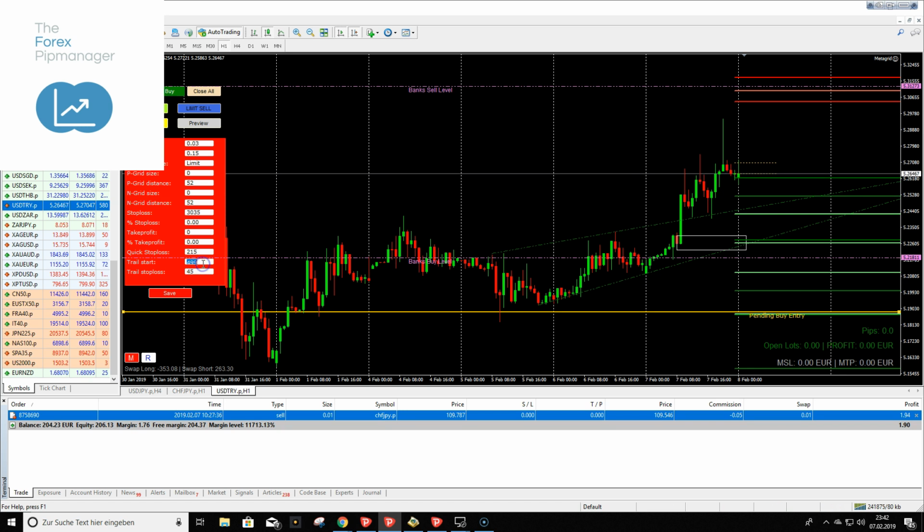1700 is our trailer start, and it should trail behind around 555 ticks, and we can save this, and then we are good with this trade.